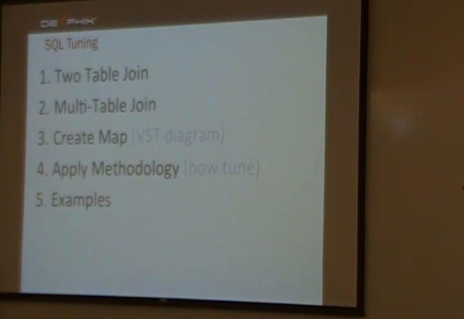Before we get there, we're going to do a few things. We're going to look at how to join 2 tables, how to do a multi-table join. Then we're going to go into how to create a map, which is a VST, or Visual SQL Tuning Diagram. And once we have that diagram, we'll apply a methodology to it. How do we find an optimal execution path? And then we'll look at some examples.